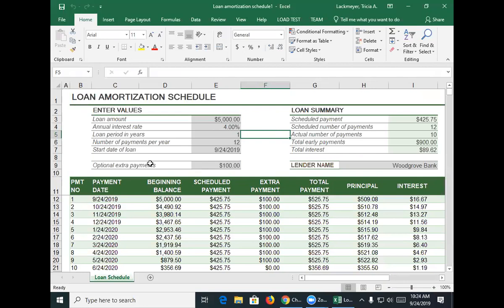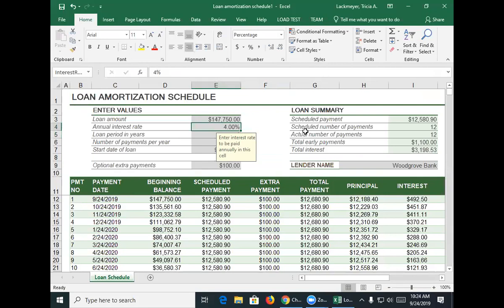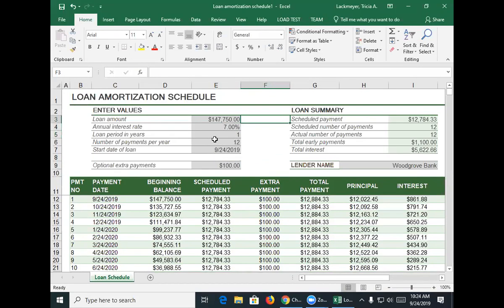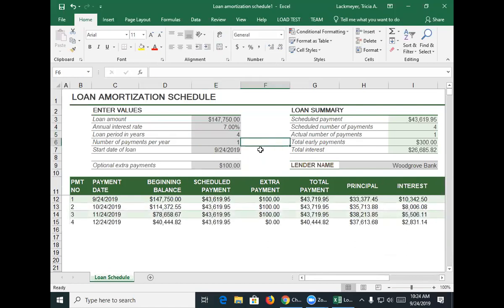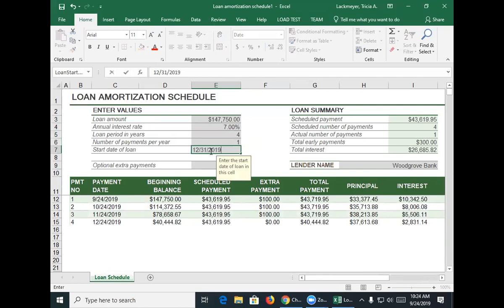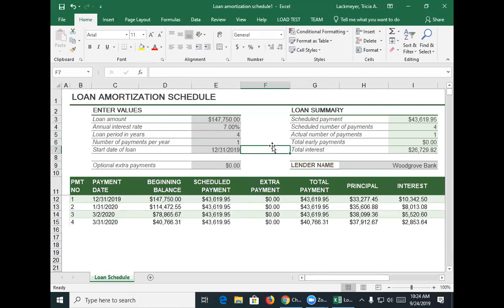So for fun, I could put in the problem we just did. The loan amount was $147,750. We had an annual interest rate of 7%. We only make one payment per year, so the loan period in years was 4 years, with one payment per year. We'll put the date at the end of the year. I'll take out that extra payment for now.